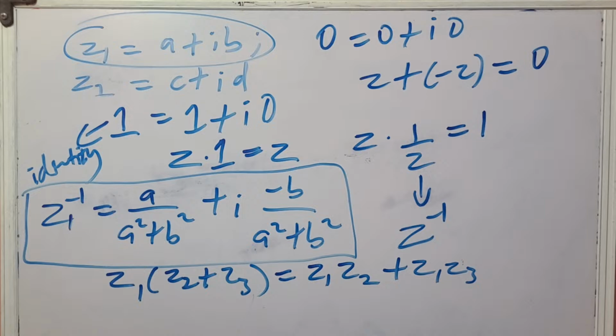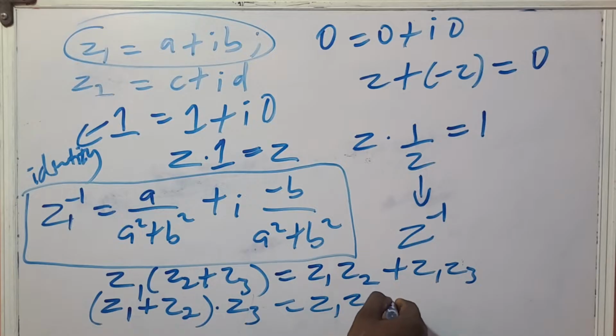And the same goes for the other side, where it is a different case: (z1 plus z2) being multiplied by z3. Now, this should obviously give you z1 times z3 plus z2 times z3. So this is what we call the distributive law. You can just note it so that you can understand all these different properties.